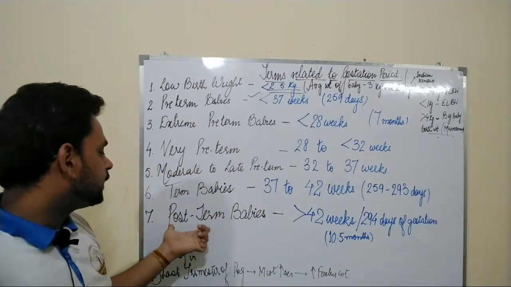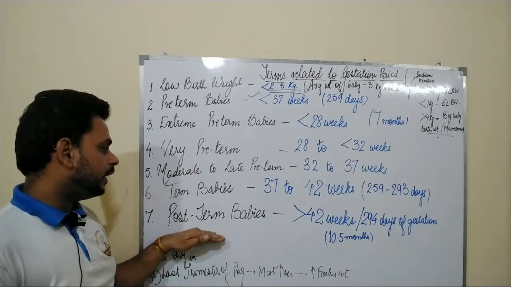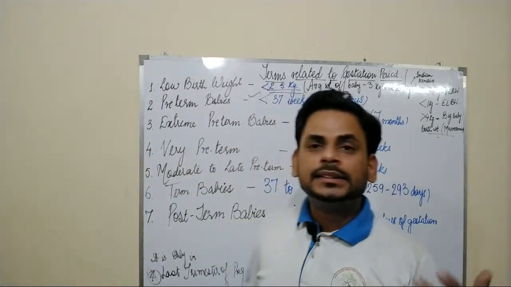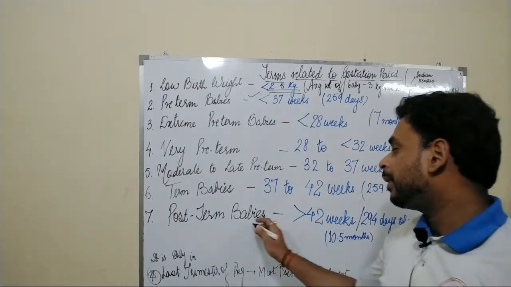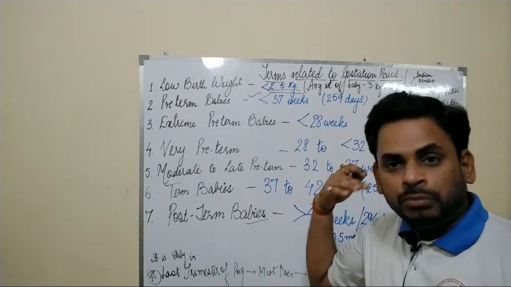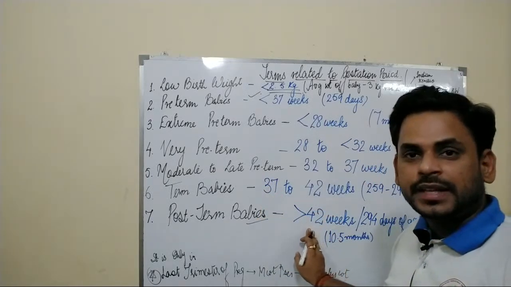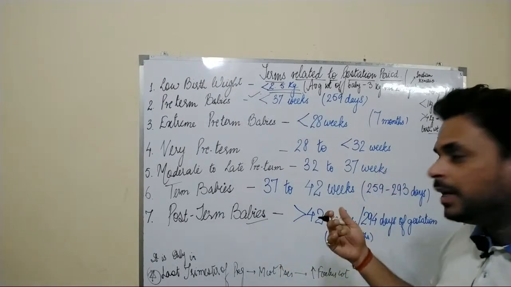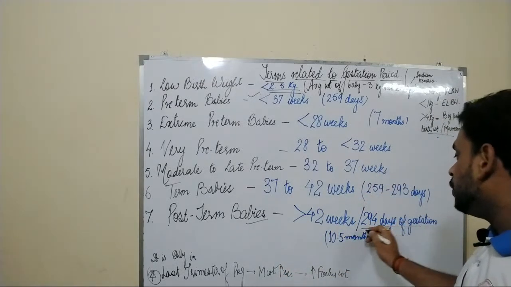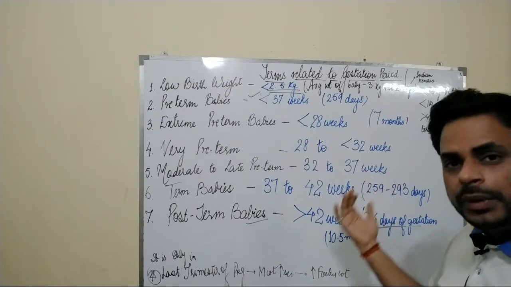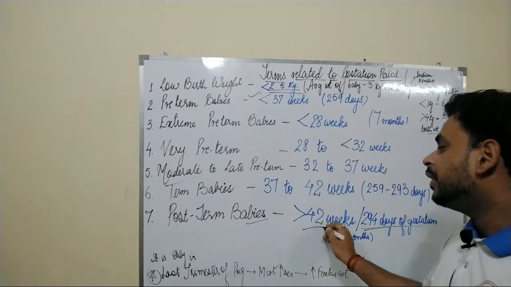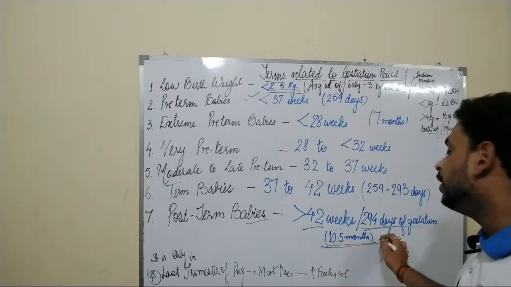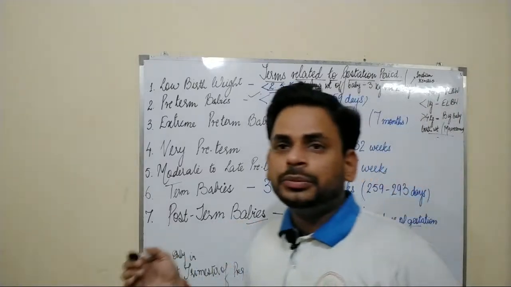Last but not the least, the post-term babies. In certain situations, the pregnancy is greater than 42 weeks of gestation. If a baby is born after 42 weeks, that is, after 294 days of gestation, it is referred to as a post-term baby, which is approximately about 10.5 months.